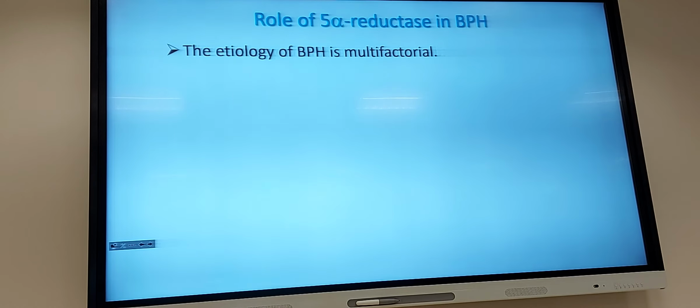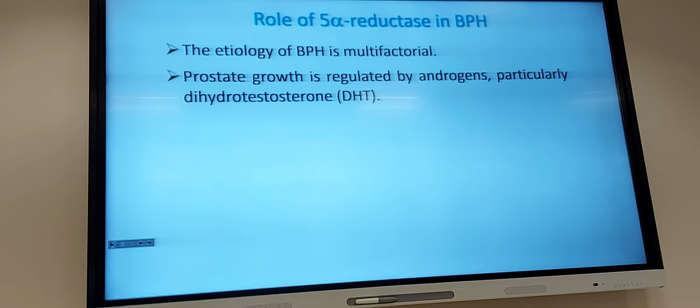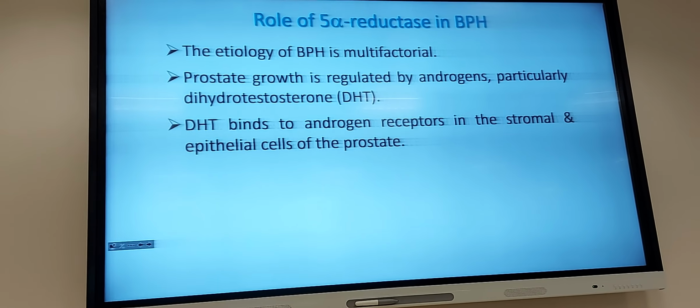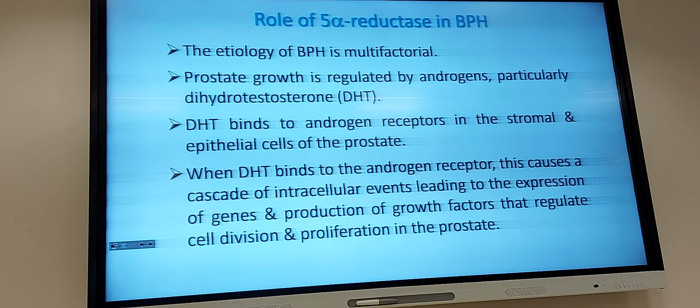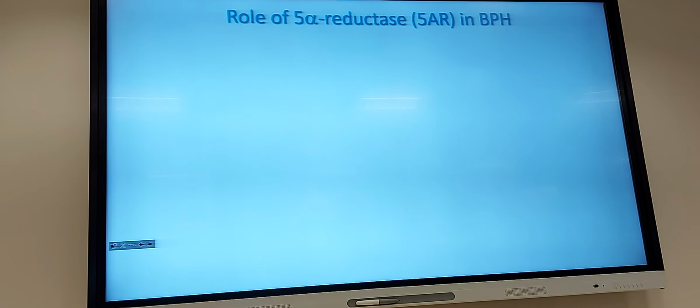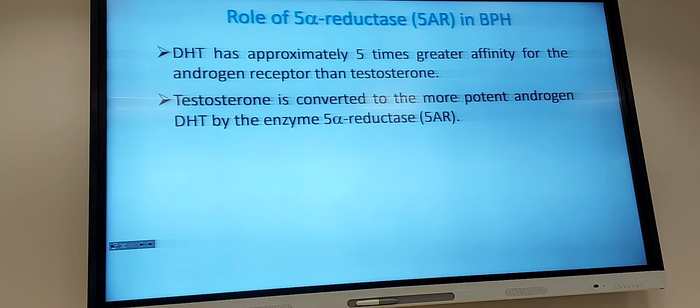So just a few descriptive slides. As we said, it's multifactorial etiology. Androgens, particularly DHT, are responsible for prostate growth, important in its regulation, and bind to androgen receptors in the stromal and epithelial cells in the prostate. And then there is production of growth factors, which regulate cell division, proliferation, and growth of the prostate. DHT is about 5 times more potent than testosterone. It has 5 times more affinity for the receptors. And testosterone is converted to DHT via 5-alpha reductase, as we just discussed.